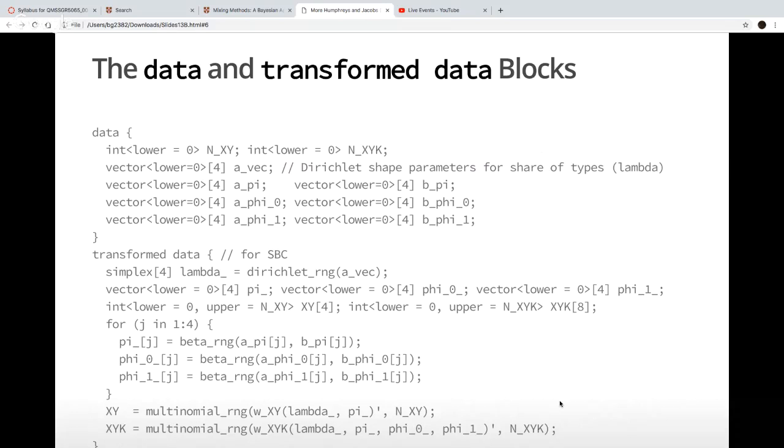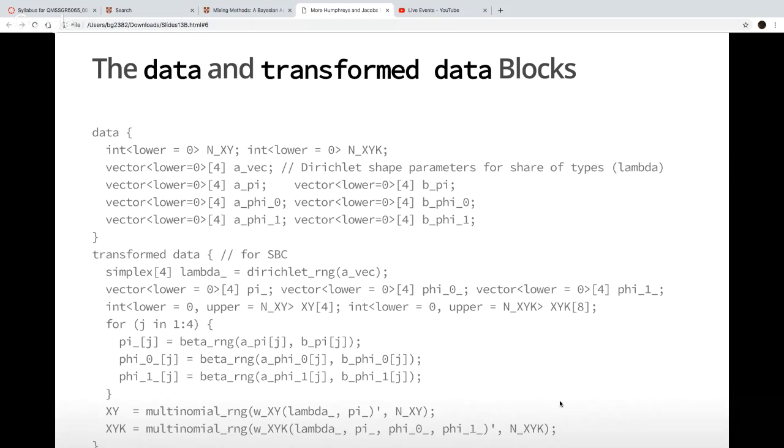The other exogenous knowns are the things that go into our priors: AVEC, which is the Dirichlet shape parameters that go into the prior on lambda; A pi and B pi, which are the shape parameters of beta priors on the pi values, the probability of observing X given that you're of this or that type. Also, we have shape parameters for A phi 0, B phi 0, A phi 1 and B phi 1, the shape parameters for the probability of observing the clue, given that you're of this or that type, and whatnot.